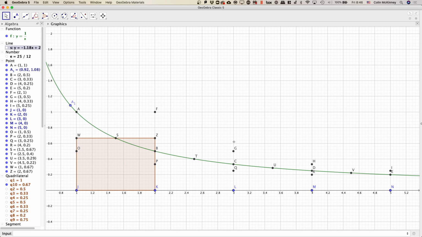2.5, right? And how do I know that? It's because it's halfway between 2 and 3, okay? And then I'm going to plug 2.5 into my function, which is what in this case? 1 over x, and then I get whatever I get.